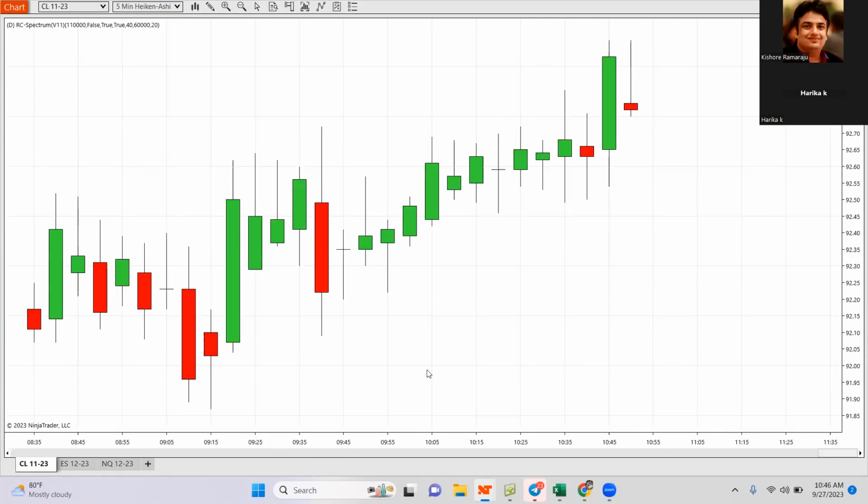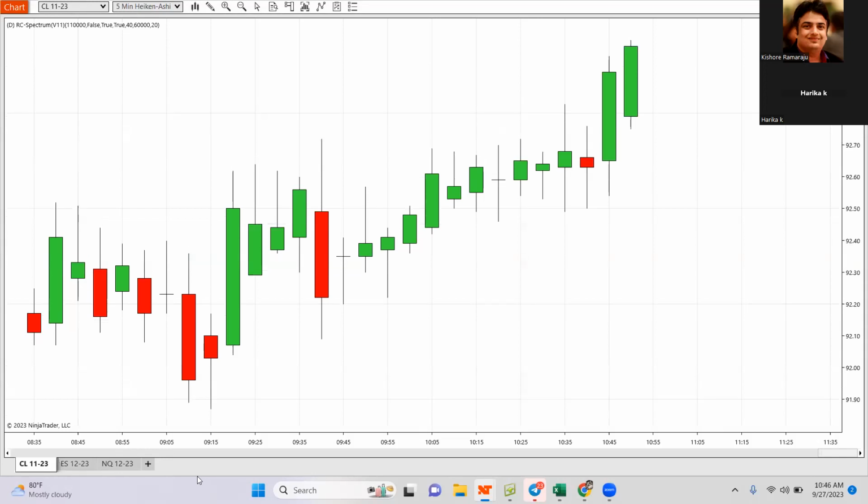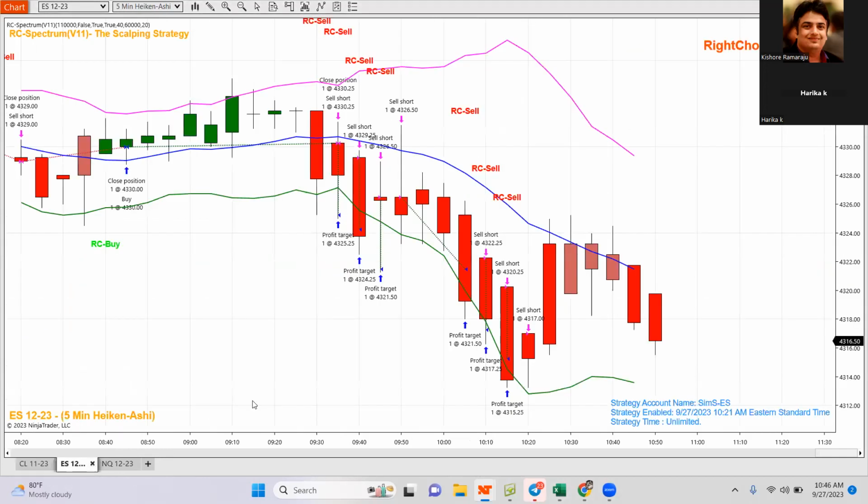We are using Spectrum. For NQ it is 80/40 and for ES it is 20/40. So still we need to make another $105, right? We already made 395.